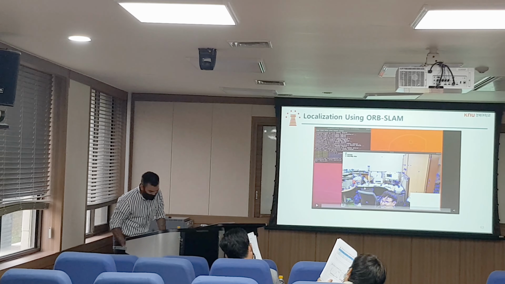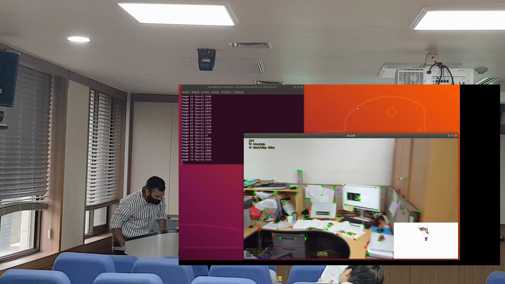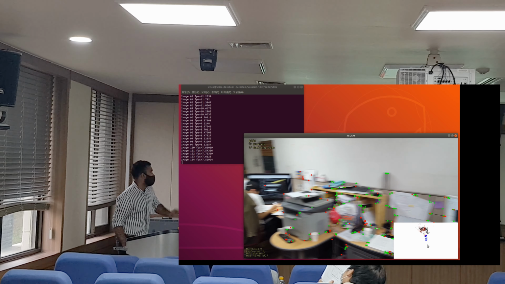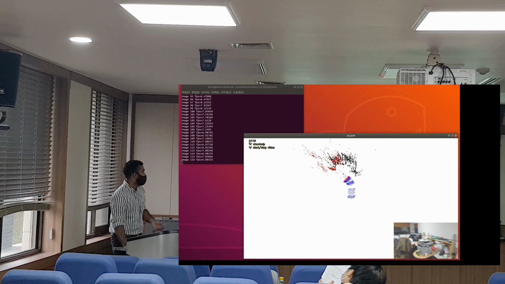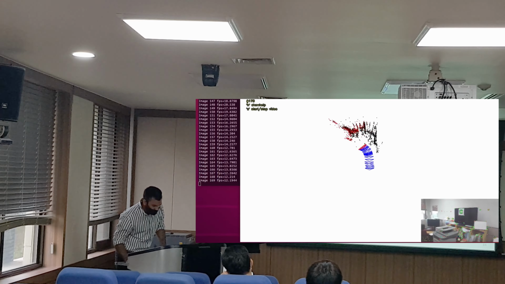And here is a demonstration video of localization using ORB SLAM. Due to the video, a small delay is there. So here we track the camera pose using the ORB-SLAM algorithm. Next, we used some markers in the experiment area and we estimated the user position. So here is the user position.